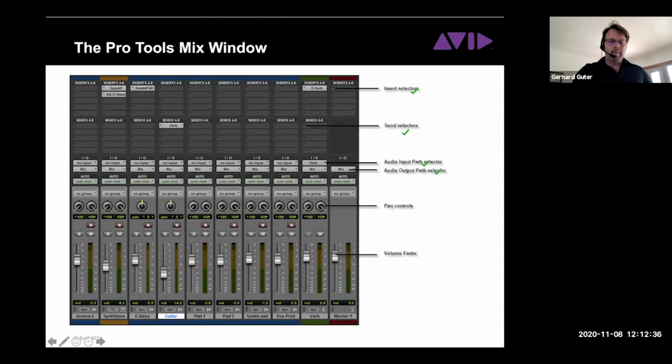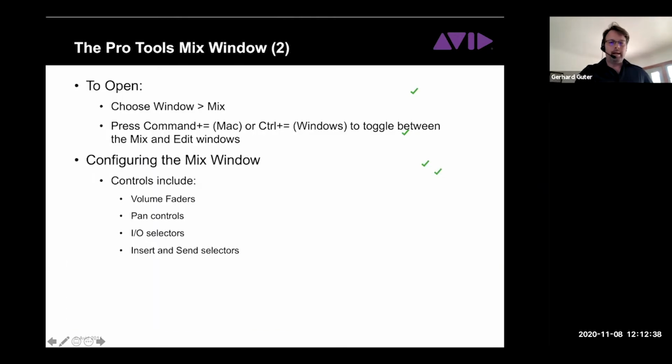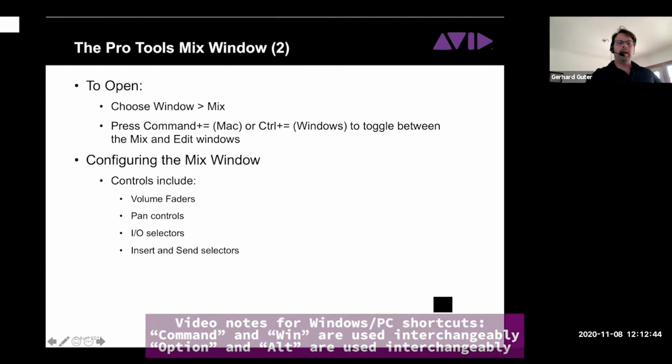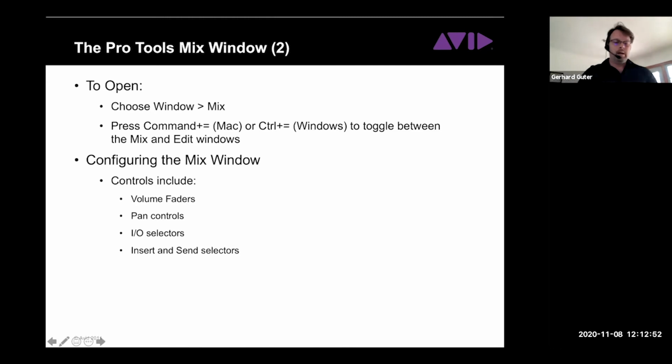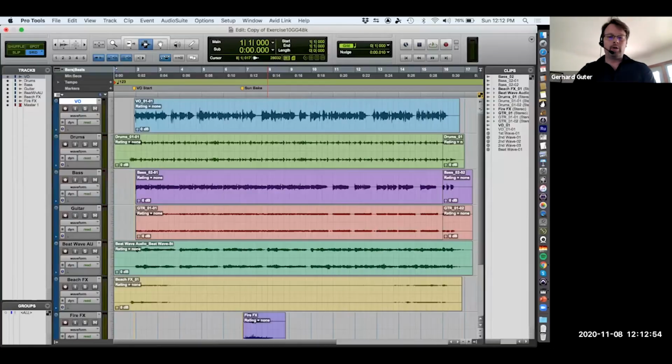All right, so moving on, and we're basically just going to talk about how to get to that mix window. There's a great shortcut for it. It's Command plus equals if you're on a Mac, or Control plus equals if you're on Windows. That's going to swap you between those two windows. In fact, I can show you what that looks like right now.